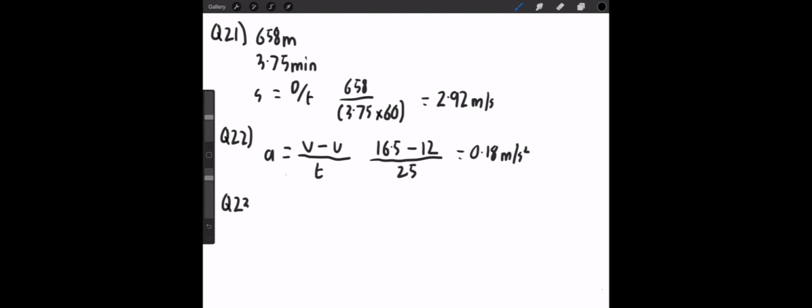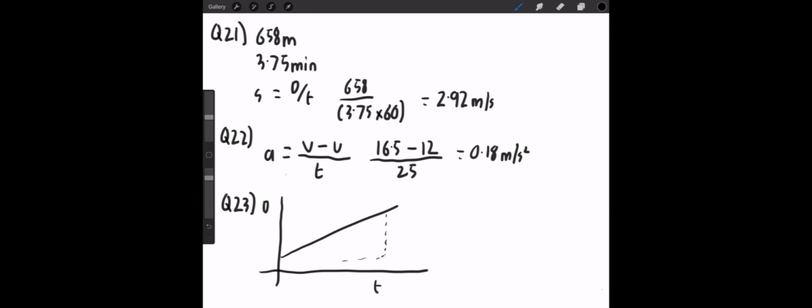Question 23. What is the velocity described by the distance time graph? I'll just sketch it out, although you should have it in front of you. On a distance time graph, the gradient gives you the velocity, because it's the rate at which the distance is moved through. So all we need to do is work out the gradient.